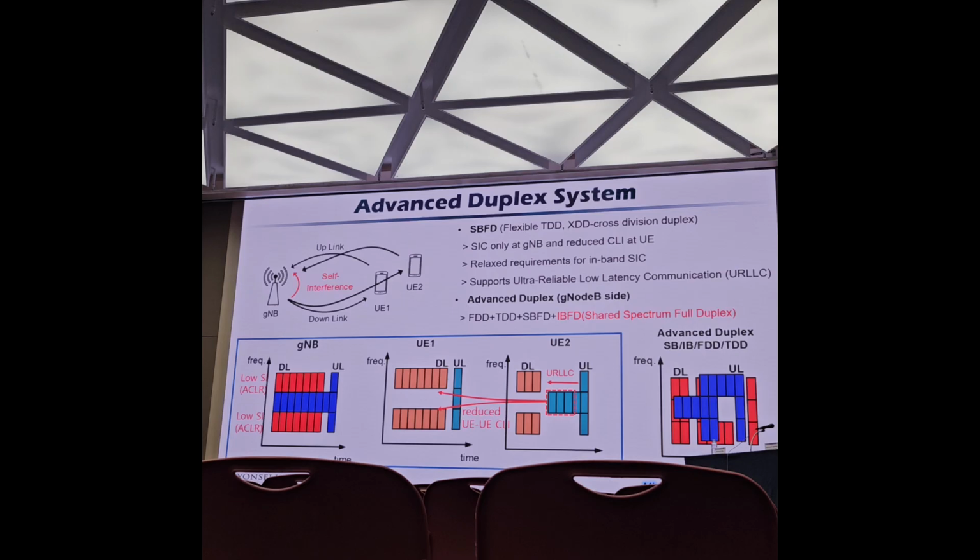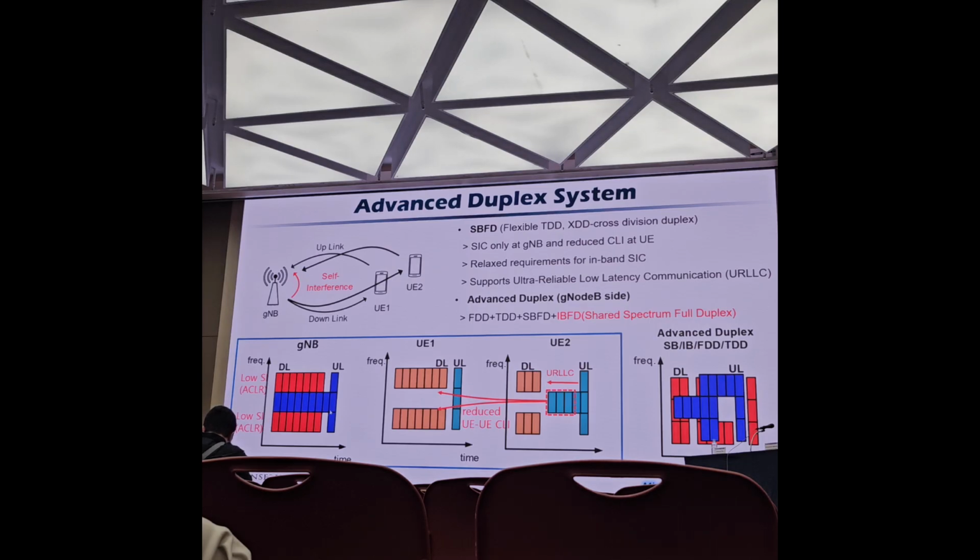In this case, the UE does not do duplex, and only the gNB has duplex. So the UE keeps time division duplex, and only the gNB has duplex in this case. So when a UE is transmitting at this time slot, it will have cross-link interference to another device, but the frequency is different, so we have a little better situation, reduced cross-link interference.